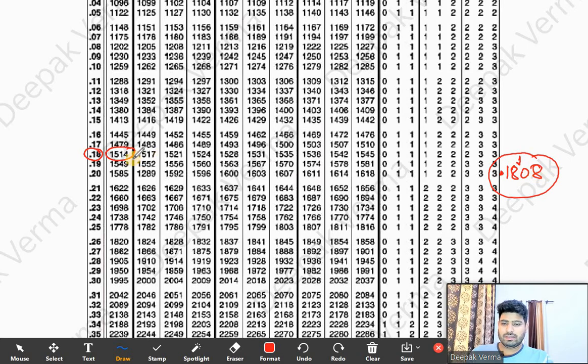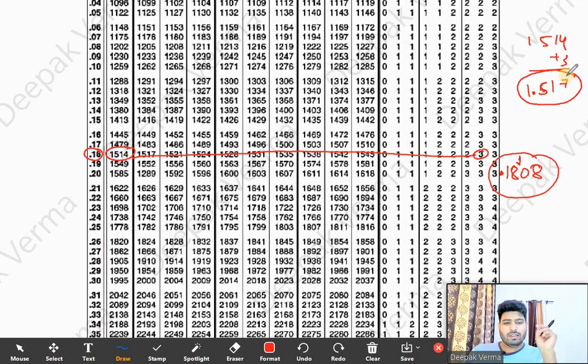In column number 8. This is mean difference column number 1, 2, 3, 4, 5, 6, 7, 8. So we get 3 here. Got it? So finally the answer is what? 1514 plus 3. So we get 1517. And for antilog, we put the decimal after the first digit. Got it? So antilog of 0.1808 is 1.517. Is it clear?